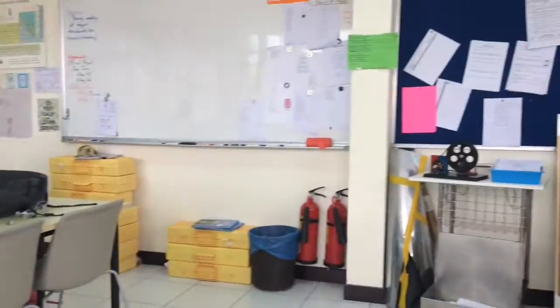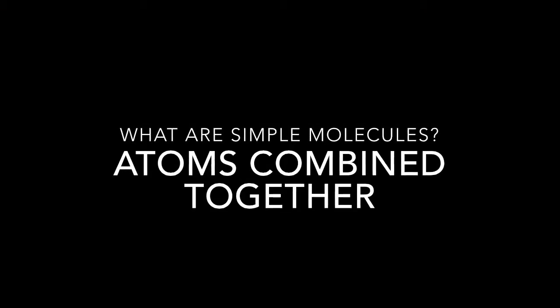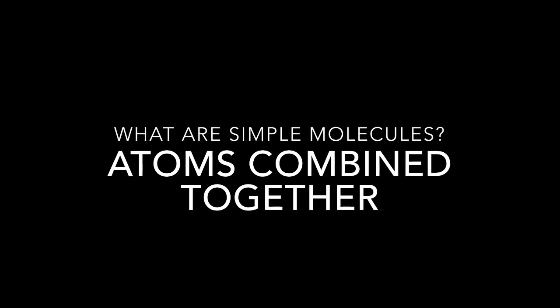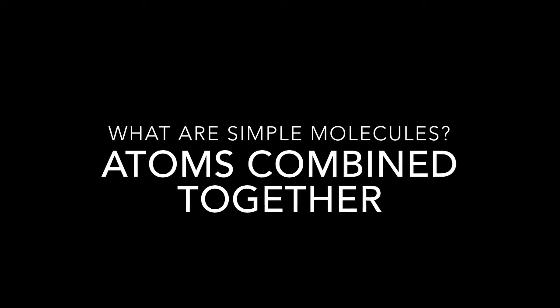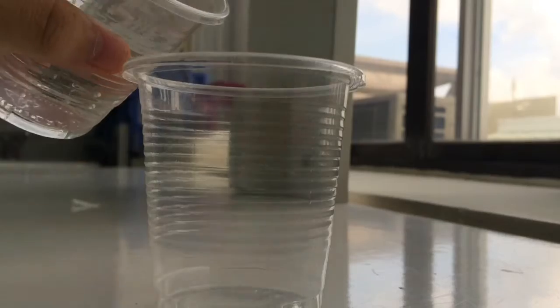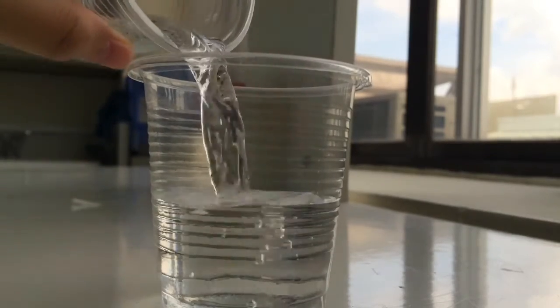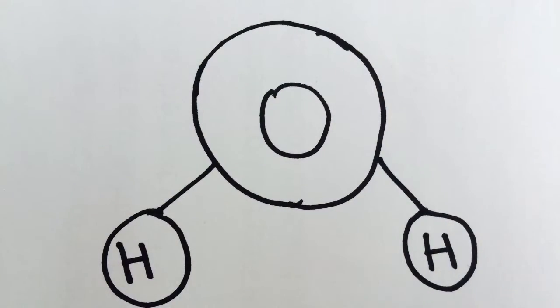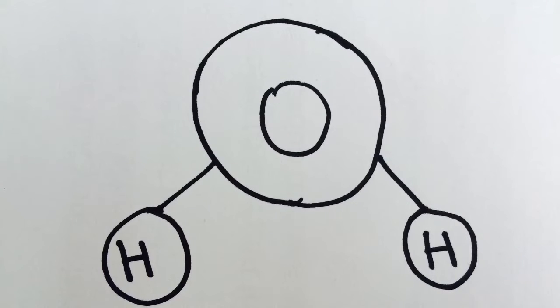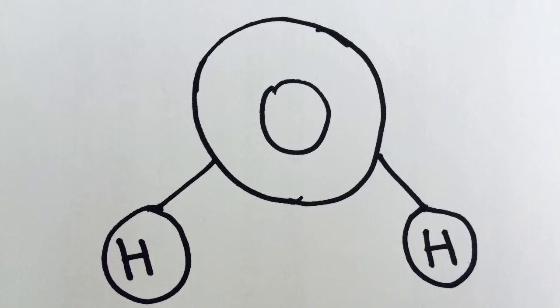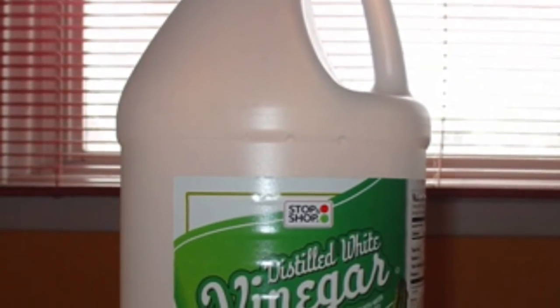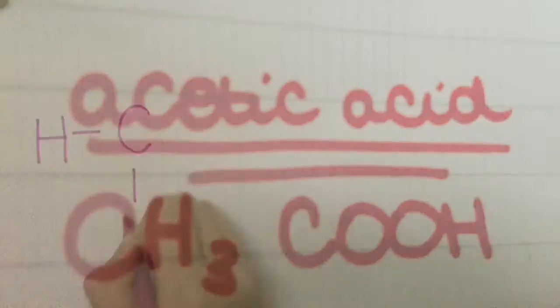So what are atoms? Atoms are everything. What are simple molecules? They're basically, in simple terms, atoms combined together. An example of a simple molecule is water. Water is H2O, whereas there are two hydrogen atoms attached to one oxygen atom. Now let's draw an extended structure of a substance in vinegar.